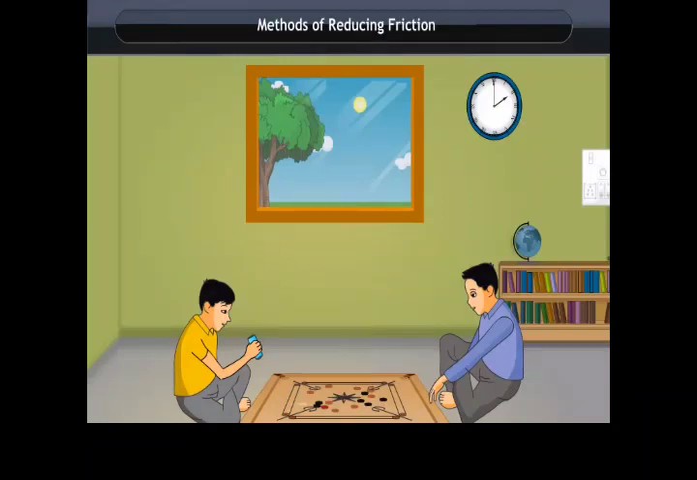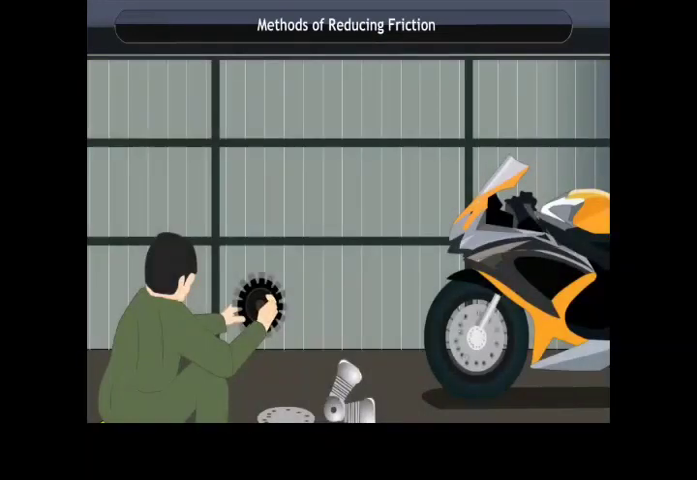Methods of reducing friction. When your carom board gets old and its surface becomes rough due to wear and tear, it is difficult to play on it. So, talcum powder is sprinkled on it in order to increase the smoothness and hence reduce the friction. To reduce the damage caused by friction in the machinery parts, slippery substances such as oil, grease and graphite are used in order to reduce the friction.